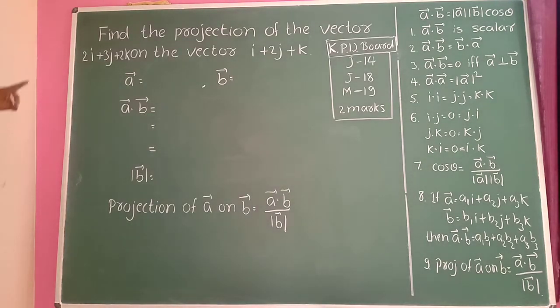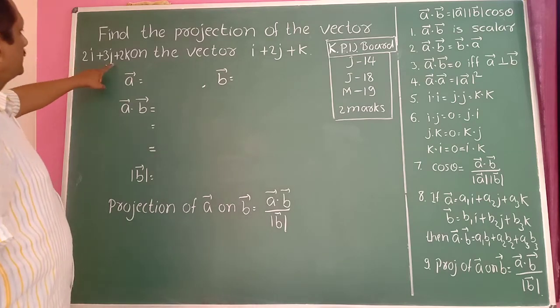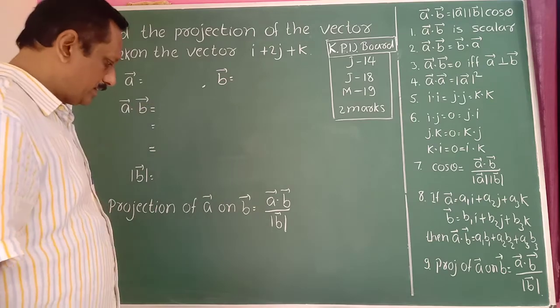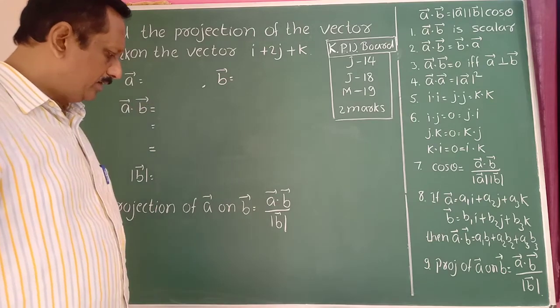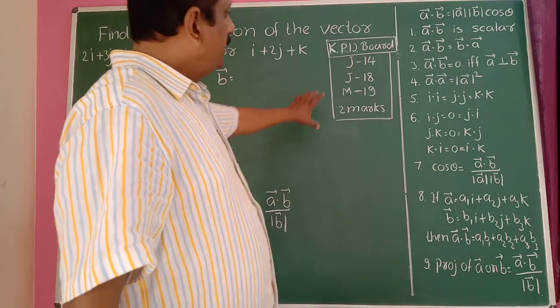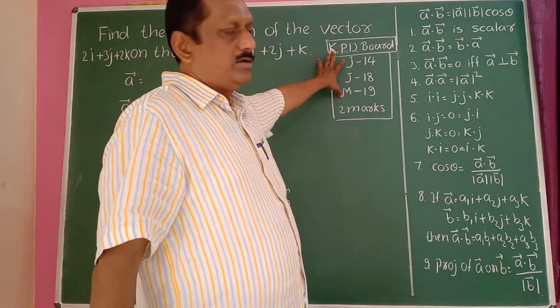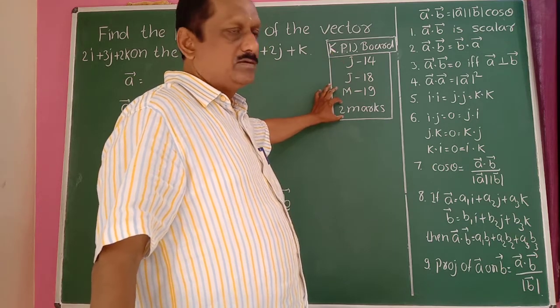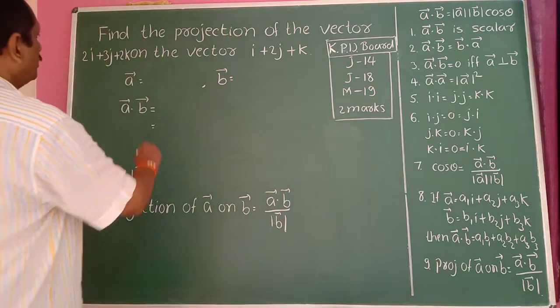Okay. Find the projection of the vector 2i plus 3j plus 2k on the vector i plus 2j plus k. Even this is the same type of example. It was asked 3 times: July 14, July 18 and March 19. It is a 2 marks question.